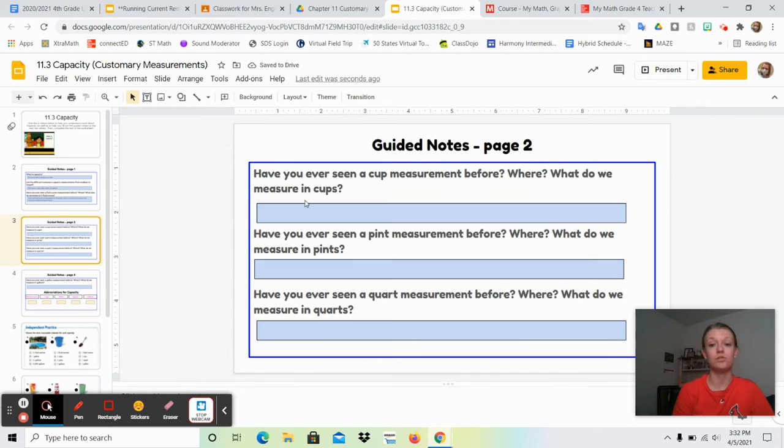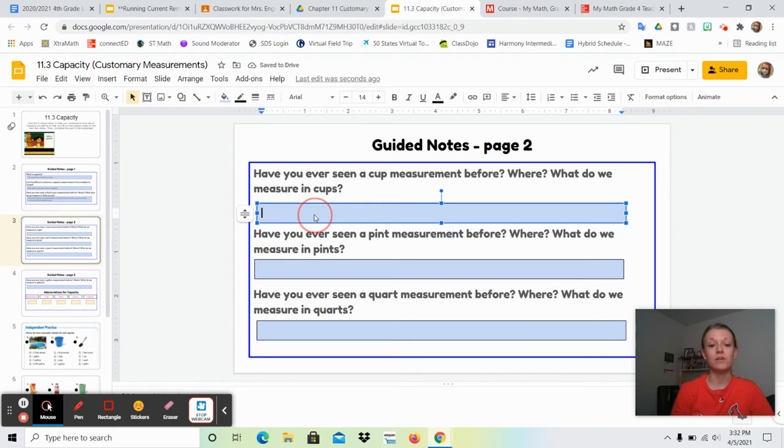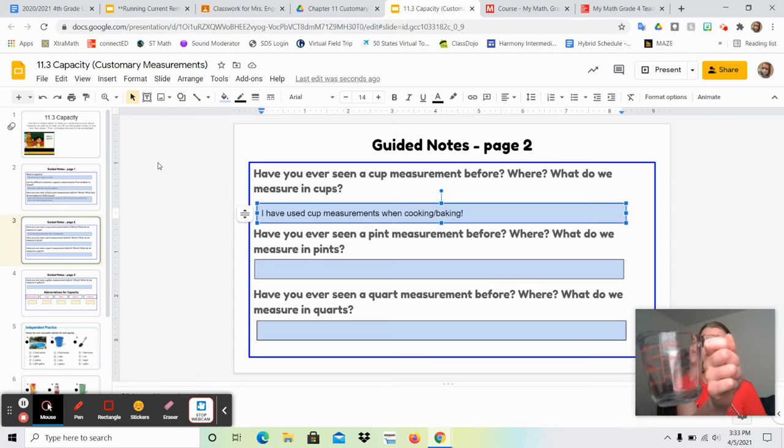Okay, let's go to page 2. Have you ever seen a cup measurement before? I have used cup measurements when cooking or baking. Where have you seen cup measurements? Well, obviously on measuring cups, right? Measuring cups are huge.